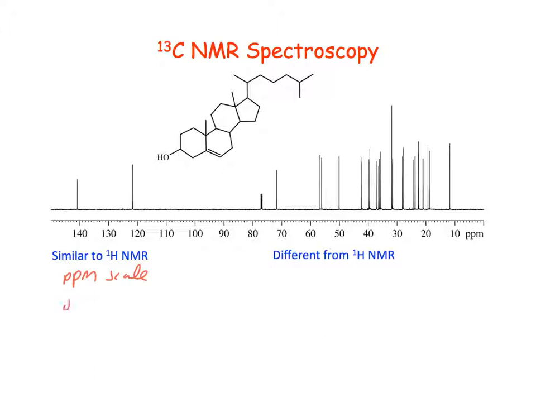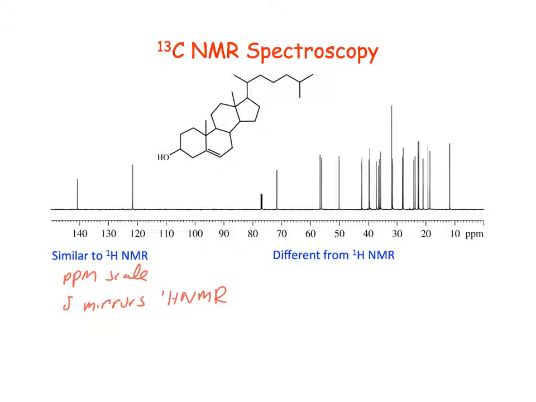So the chemical shift mirrors proton NMR, which means that the upfield range is going to be the aliphatic part, the methyls, methylenes and methynes, the sp3 hybridized. In the middle, we're going to have the carbons that are bonded to electronegative atoms. Then we're going to have the double bond region and the aromatic region.